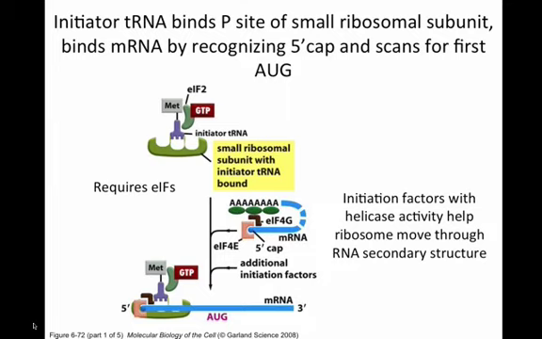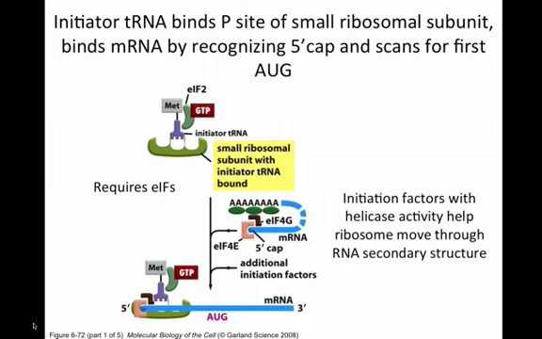And it's not in here, but you should be thinking to yourself, wow, how is this small ribosomal subunit making it through this RNA that's full of secondary structure? There's actually other initiation factors. I'm sure you guys are all thinking that, right? There are other initiation factors which have helicase activity. So if I ask you if helicase activity is required for translation, you might be able to say yes. And that helps the ribosome move through the secondary structure in the RNA.